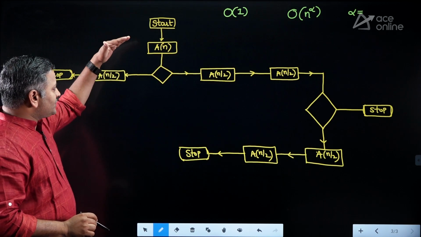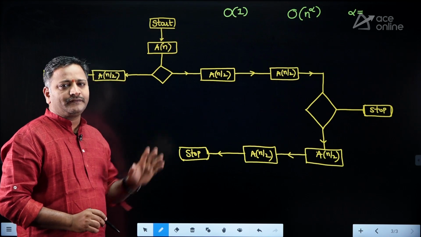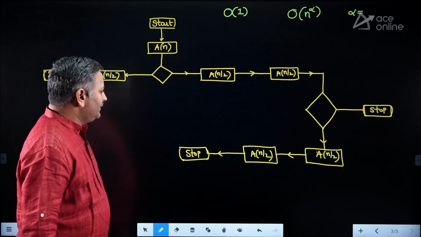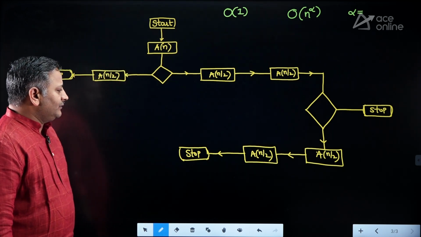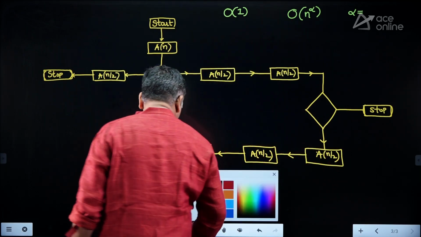So they are saying that the worst case running time for this problem is order of n to the power of alpha. Then you need to find the alpha value. Then what is the value of alpha, correct up to 2 decimal points? So how to solve this type of problem, friends?